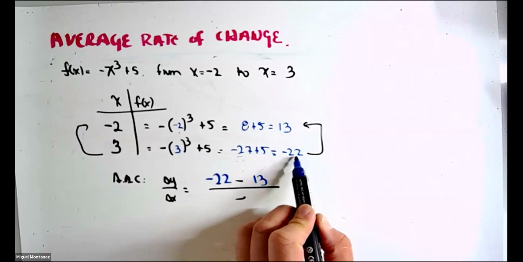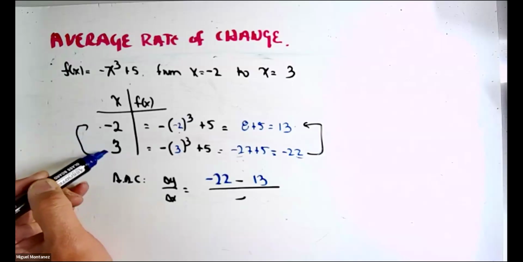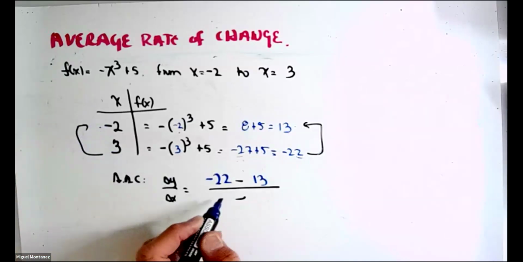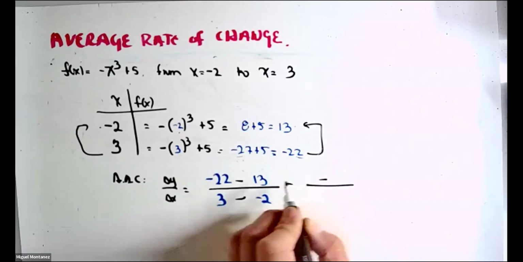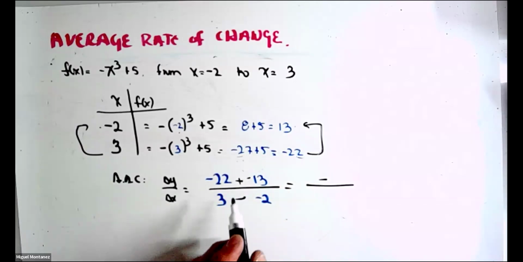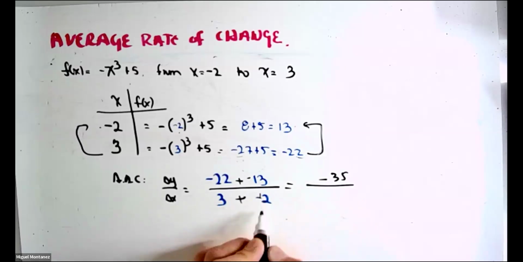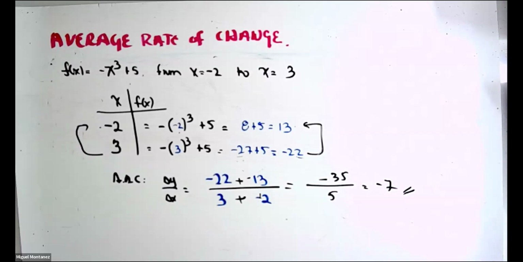So the change is y2 minus y1. We're going from negative 2 to 3. So the change in x will be 3 minus negative 2. Okay, so this puppy is what? That'll be negative 35 over 5. And last time we checked, this is going to be negative 7. And that's the average rate of change.